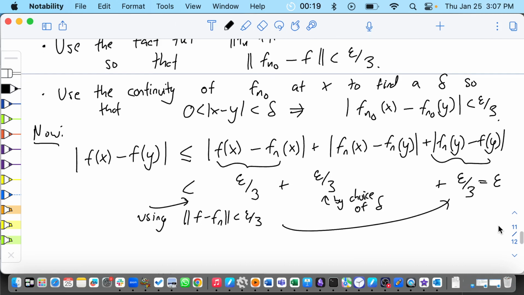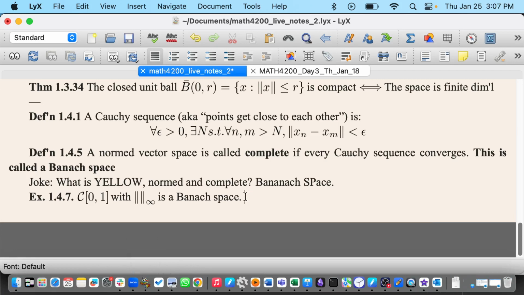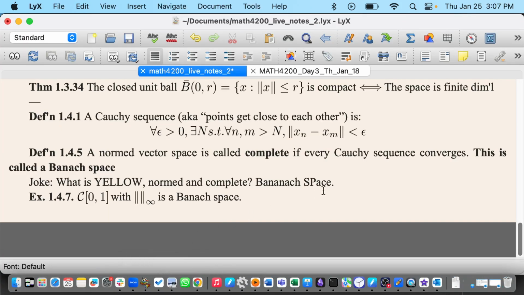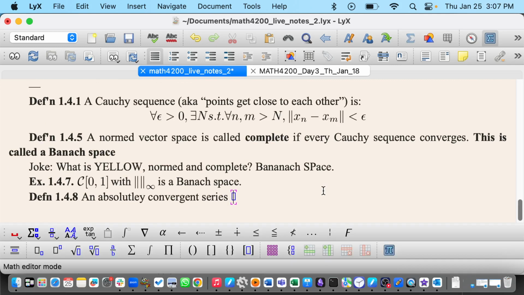Okay, so we're going to move on to the next thing that you can do with these complete spaces. In complete spaces, you can talk about the convergence of absolutely convergent series. So that's what we're going to do. Let's go to the overworld, and we're going to put in the definition 1.4.8, which is the definition of an absolutely convergent series. Now a series, you guys have seen series before of real numbers, so that's a sum, this kind of sum, summing from n equals 1 to infinity.